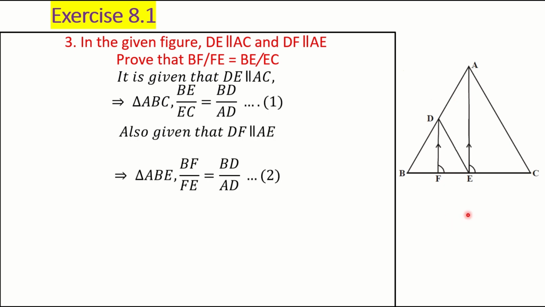Now, if you take this triangle ABE, DF is parallel to AE, which means BF by FE equals BD by DA. So from these two things, we can equate the LHS side, which is BF by FE equal to BE by EC.